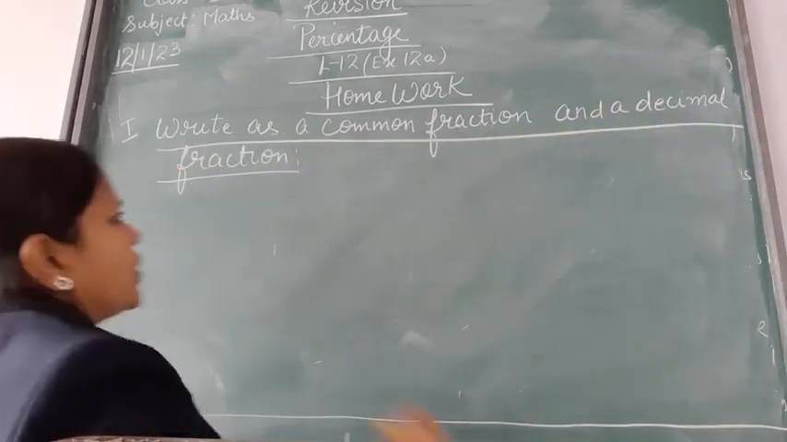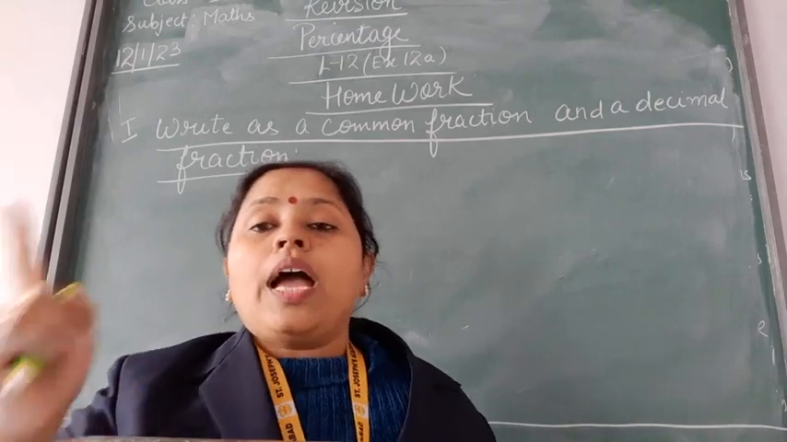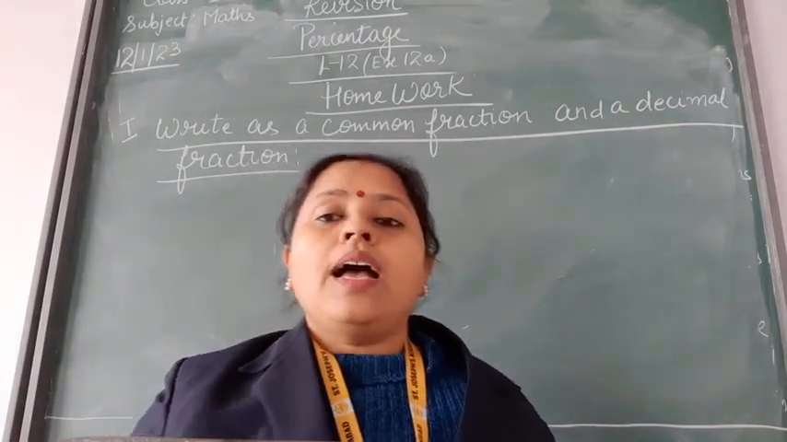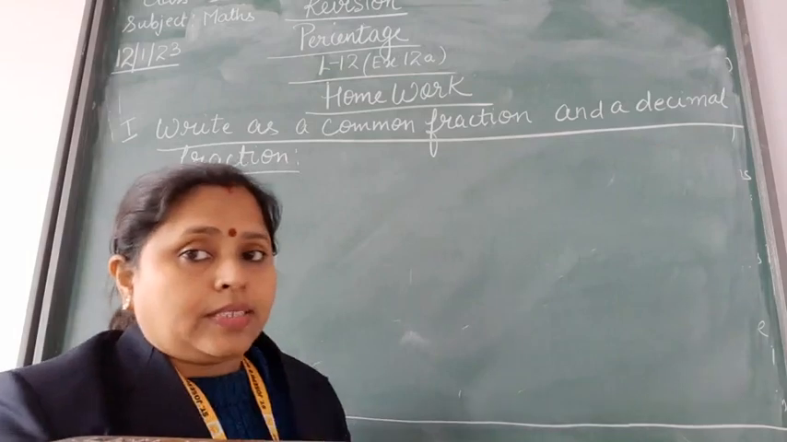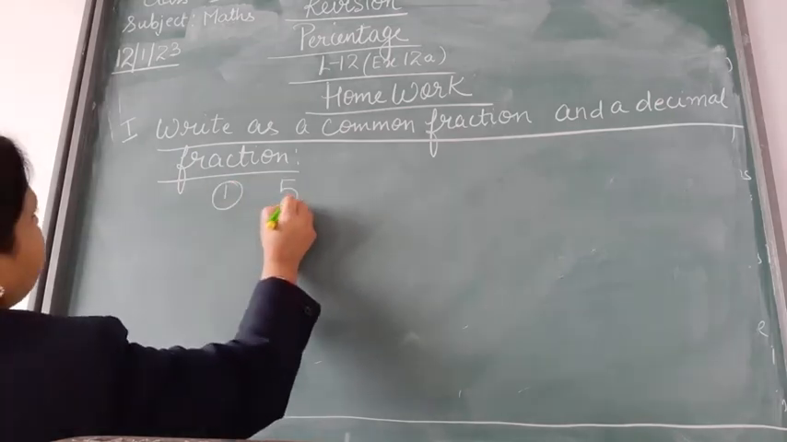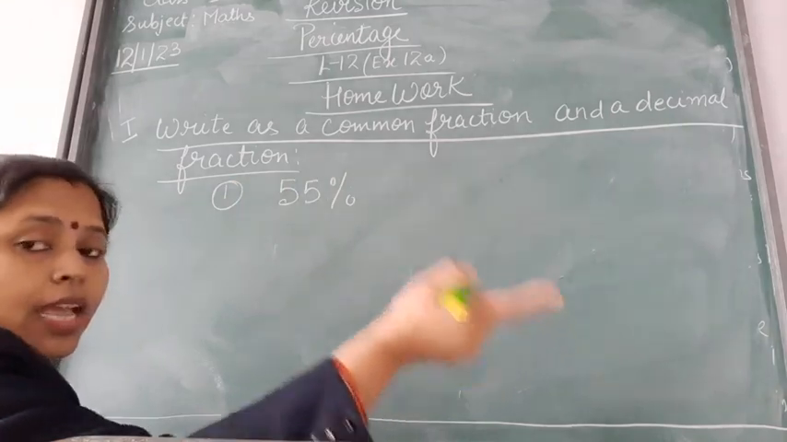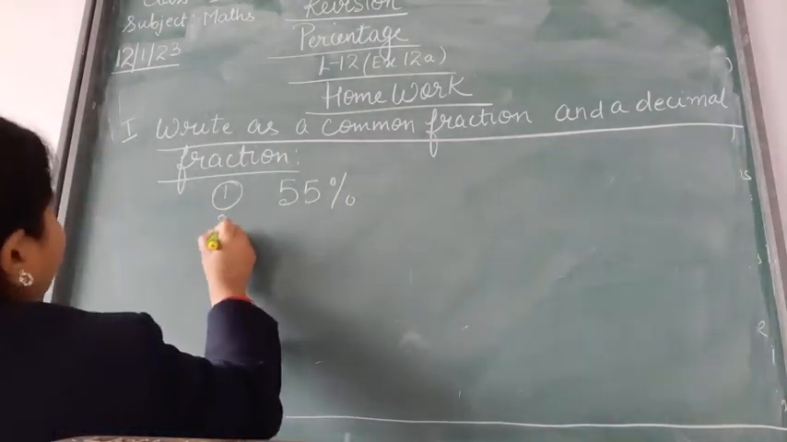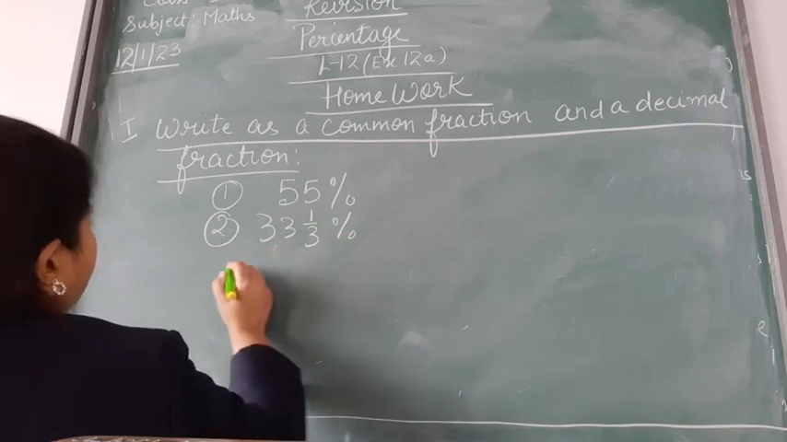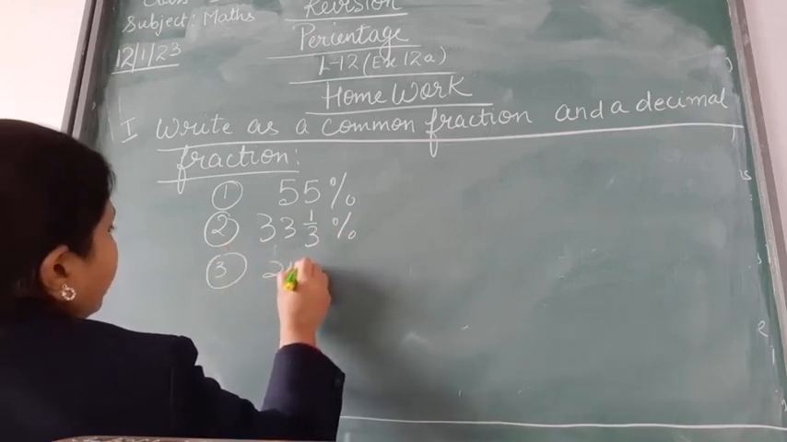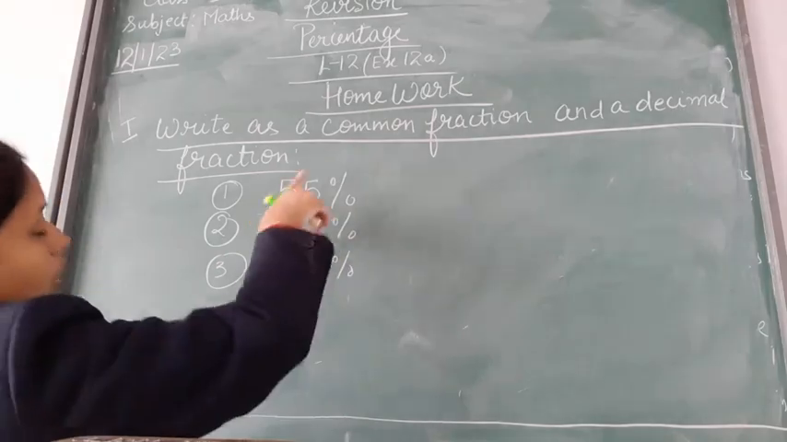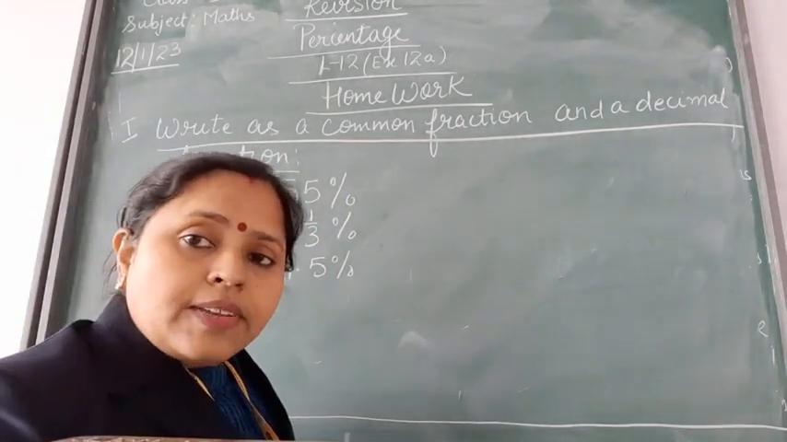So children, what you have to do in this question? Percentage is given to you and you have to write that percentage first as a common fraction. Of course, it will be in lowest terms, and second as a decimal fraction. So there are two parts. Okay. So the first part of this question is 55%. The second part is 33 1 by 3%. Third is 21.5%. So 55%, 33 1 by 3% and 21.5%. You have to write all these three parts as a common fraction as well as a decimal fraction.